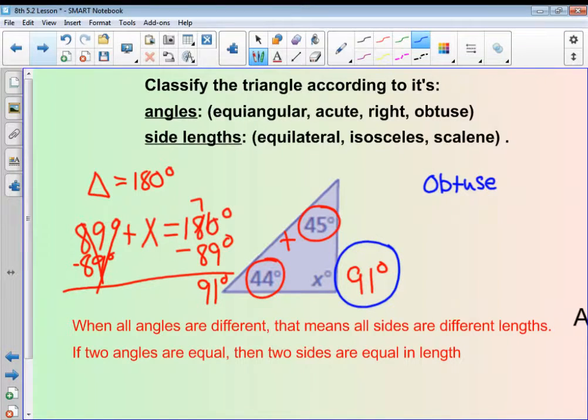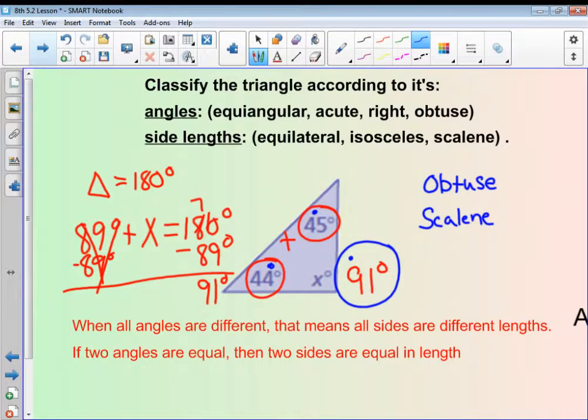Okay. According to its side lengths, as we discussed in the first part of this section in the activity, when we look at the angle measures, even if they don't give us markings on the sides, we can identify the type of triangle by its side lengths just by looking at the angle measures. When we look here, we notice that we do not have any angles that are the same, which means none of the sides have the same length. So the type of triangle that has no sides that are the same would be our scalene triangle.